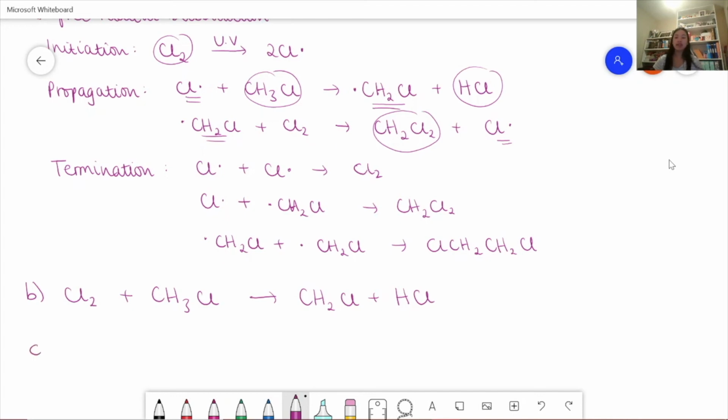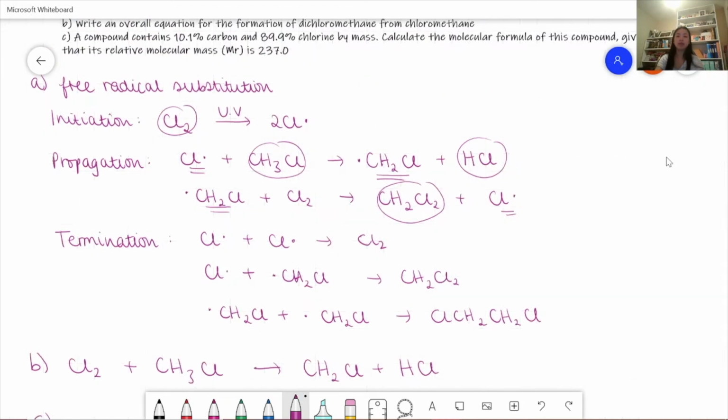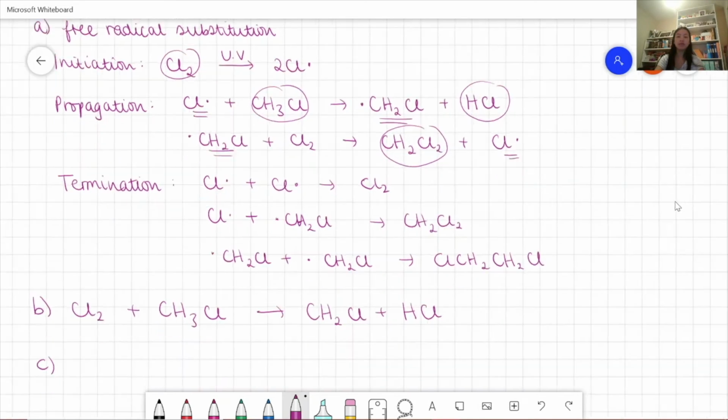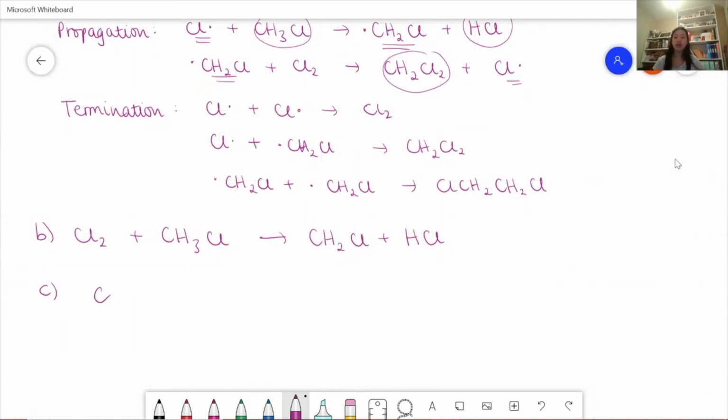And then for C, a compound contains 10.1% of carbon and 89.9% of chlorine by mass. Calculate the molecular formula of this compound, given that its relative molecular mass is 237. So we've got carbon is 10.1%, and chlorine is 89.9%, and the Mr of the compound is equal to 237.